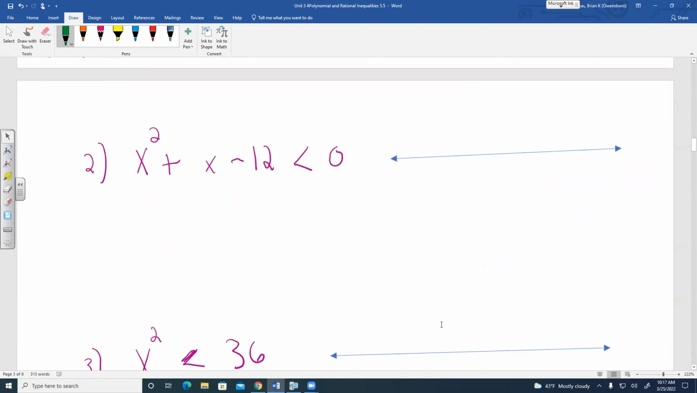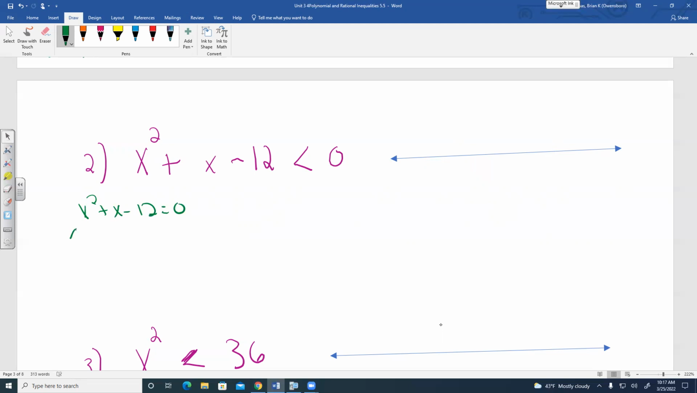So if I look at this quadratic inequality, again, it's already set to 0, so we don't have to do anything there. But we now want to find the zeros. So I can go x squared plus x minus 12 is equal to 0.